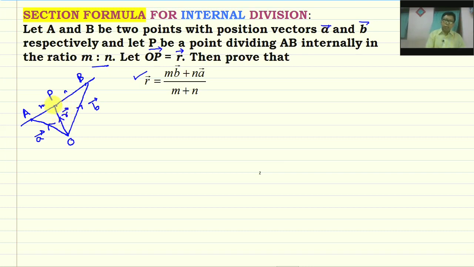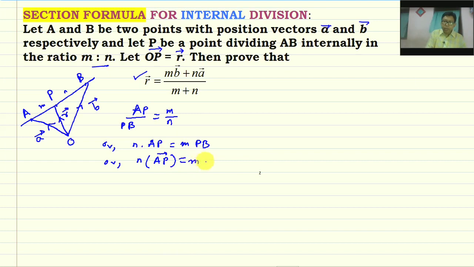Now what is given? Given the internal ratio is m is to n, that is AP upon PB is equal to m upon n. AP is to PB is equal to m is to n. So cross multiply, you will get n times AP is equal to m times PB. Or you write in vector notation, n into AP vector is equal to m times PB vector.